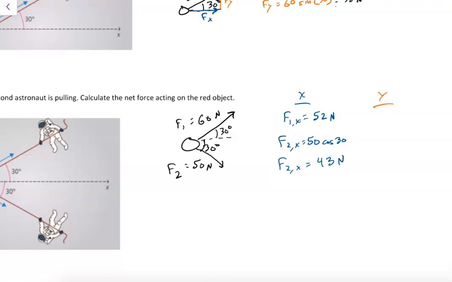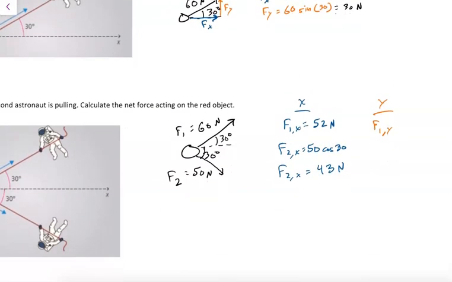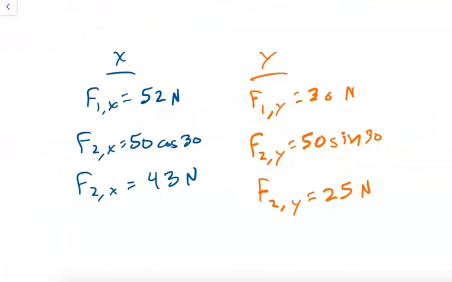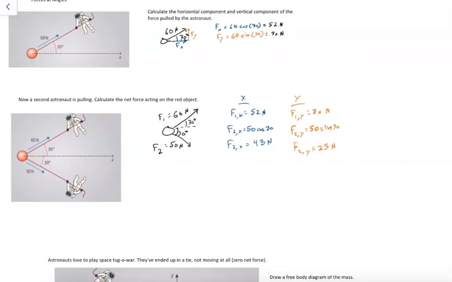And so we already know the vertical component of force 1. We solved it above, and that's 30 newtons, and it's half, so that means for force 2 in the y direction, we would go 50 sine of 30, and that should give us 25 newtons, because, right, sine 30 gives us half. And then we want to add these up.